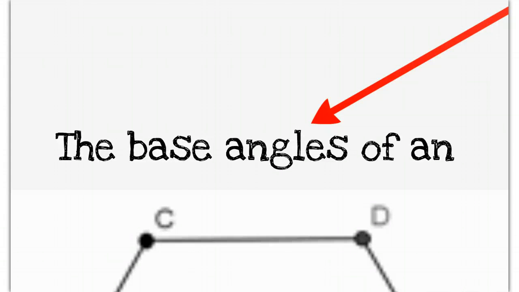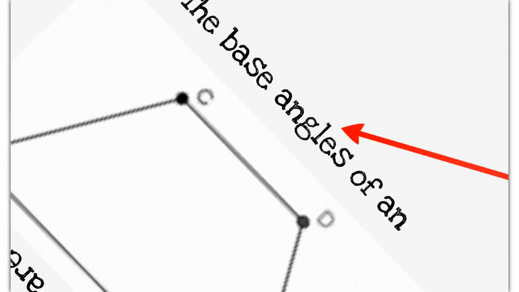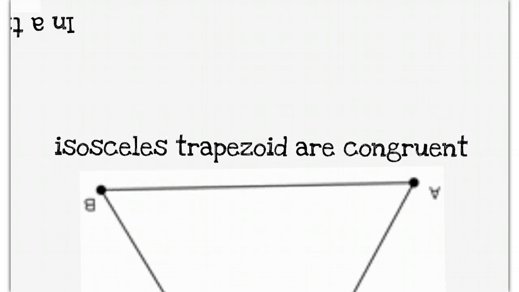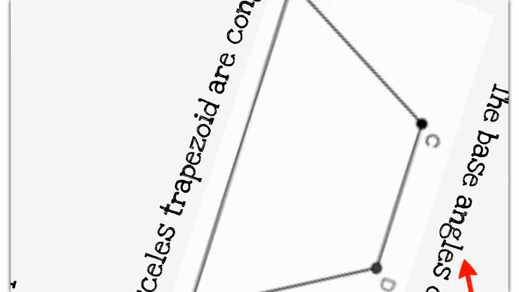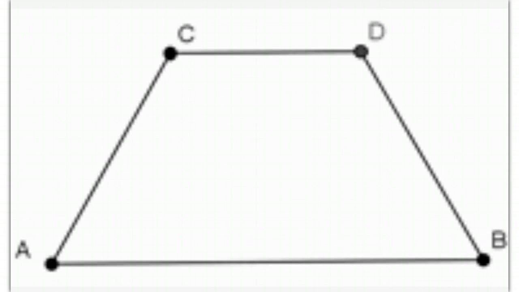In this case, we're going to talk about an isosceles trapezoid, and our theorem says the base angles of an isosceles trapezoid are congruent, which means they're the same size. So again, in our picture, that means angle A is congruent to angle B, and angle C is congruent to angle D. Those are the base angles. There's actually two sets of them. To prove this, it's actually pretty simple.